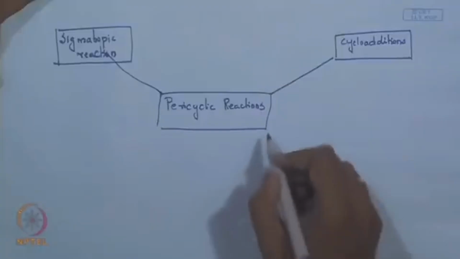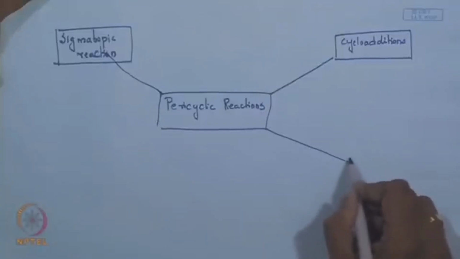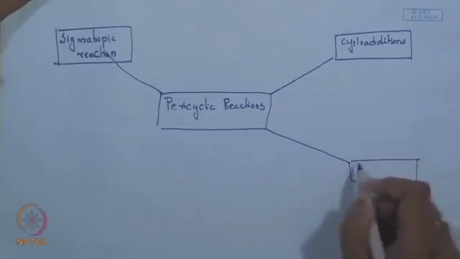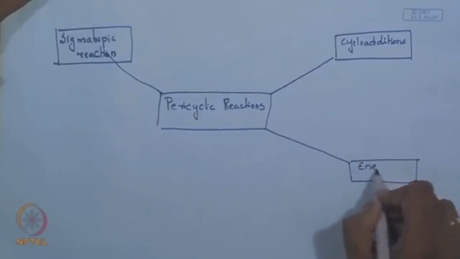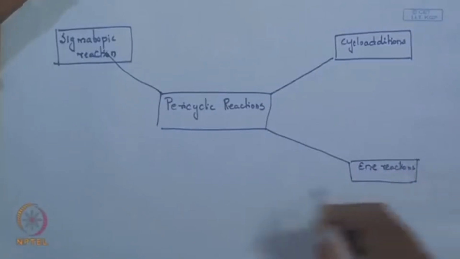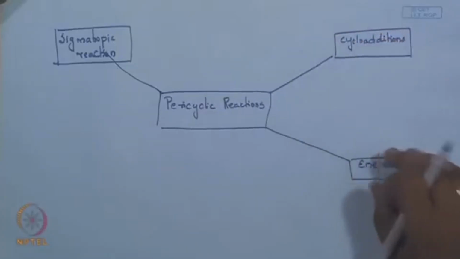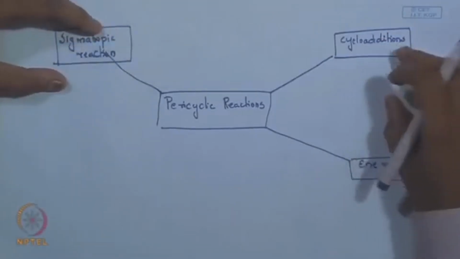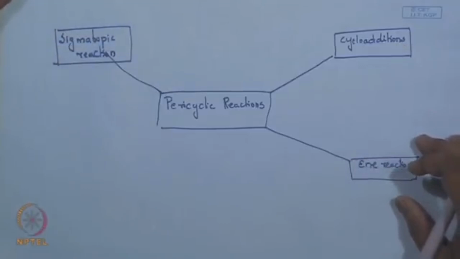Once we covered cycloaddition reaction, we slowly moved to another important class of pericyclic reaction, ene reactions. We studied different types of ene reactions and the retro-ene reactions. So, these are the 3 important classes which we have so far covered in pericyclic reaction. We understood sigmatropic, cycloaddition and ene reactions.